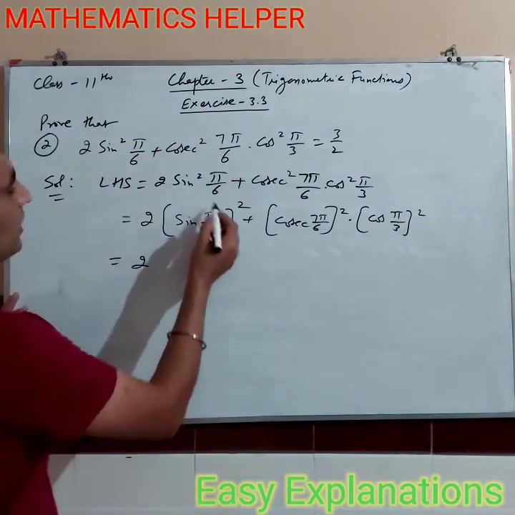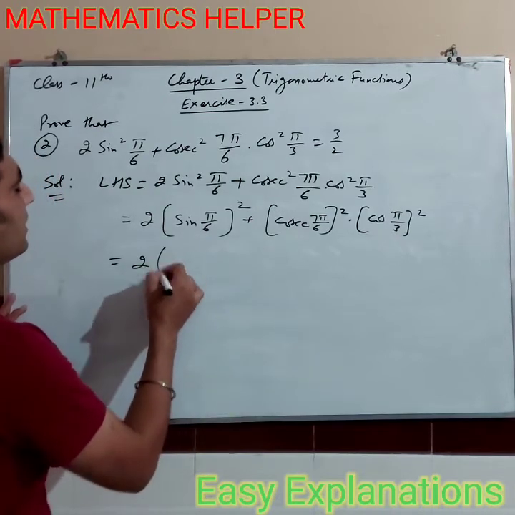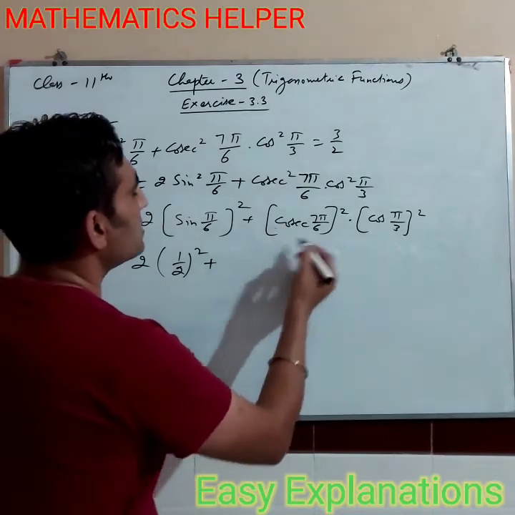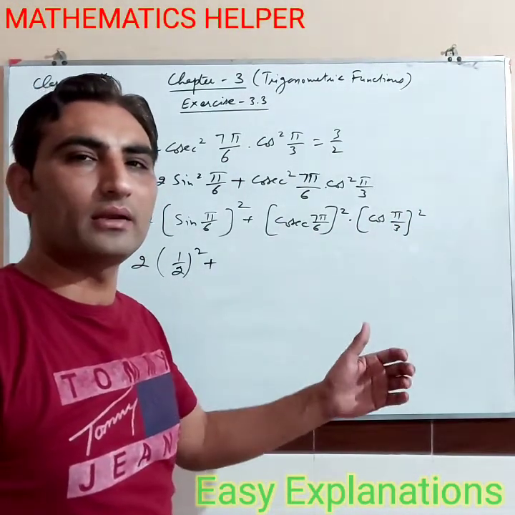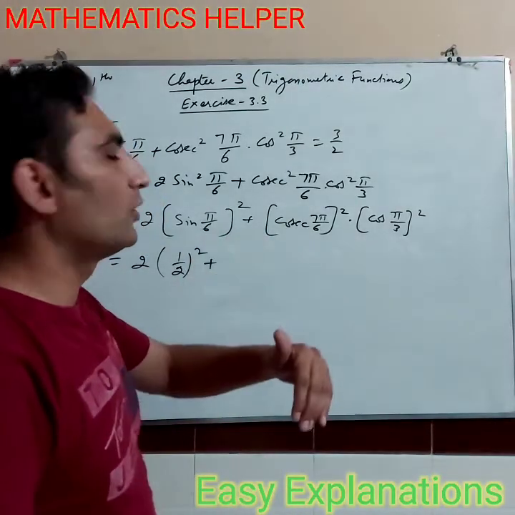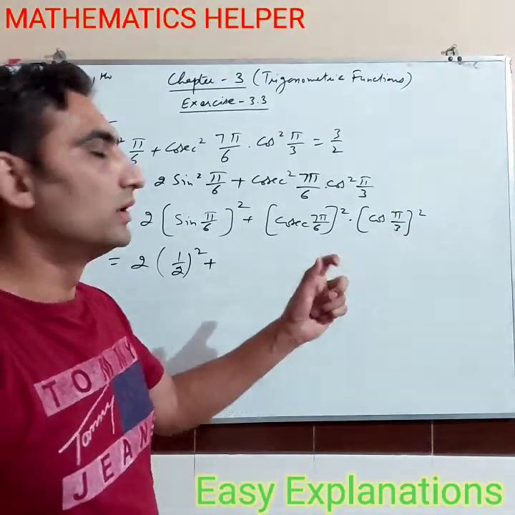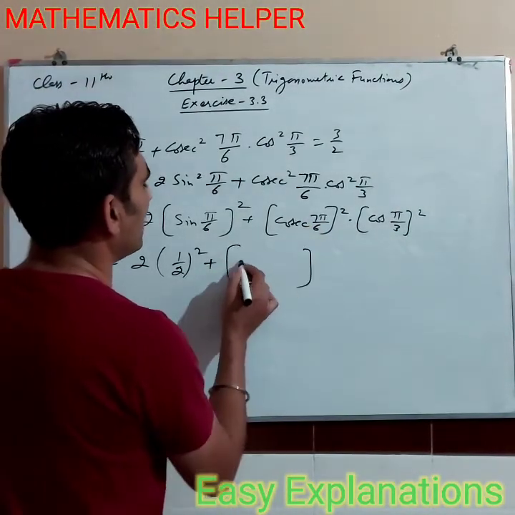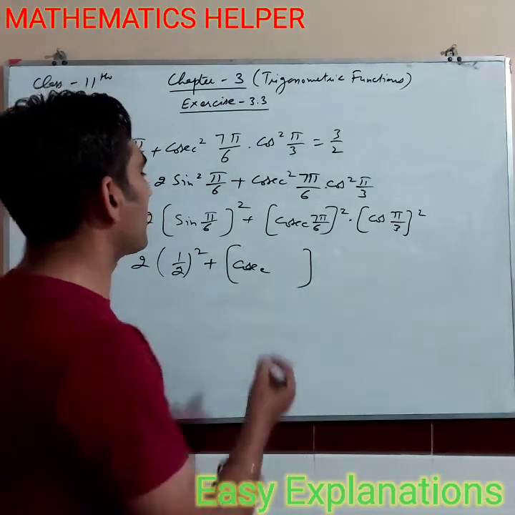Now 2, you have sine of pi over 6. Sine pi over 6 means 30 degrees. Sine 30 is 1 over 2 raised to power 2. What about cosecant 7 pi over 6? Directly there is no value, as you did in the 10th class. There was no direct value for an angle like this, but we have done this work in 3.2. See how we can write this cosecant 7 pi over 6. We can mark it as cosecant. See, there are many ways, but I will prefer this method, okay?